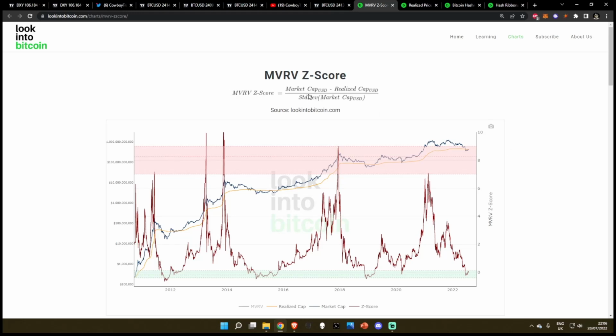You get the MVRV score by basically this equation over here, which is the market cap or the market value in USD minus the realized cap in USD, also known as the realized value. And then you simply divide that by the standard deviation of the market cap, and that gives you the MVRV Z-score. You can see MV is the market value and RV is the realized value. So it's simply plucking data points from a plethora of different options over on the market value and the realized value for the Z-score.